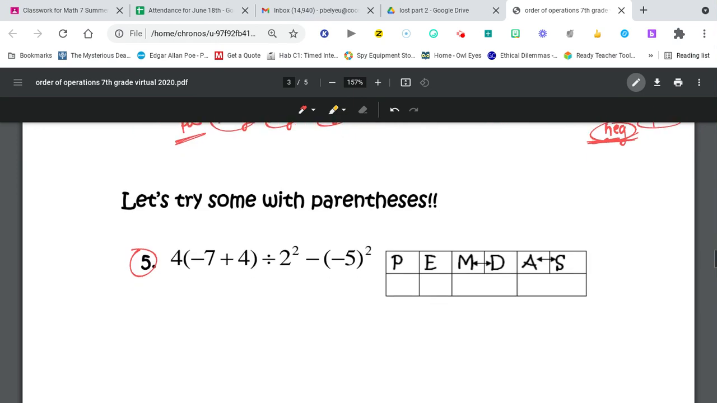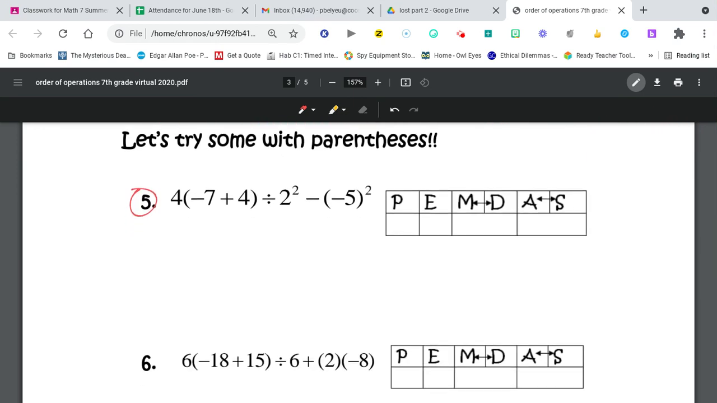Okay, let's look at some with some parentheses in it. So let's take a look at number 5. All right, looking at number 5, you're checking to see if you see parentheses. And when I say parentheses, I mean what is inside parentheses.